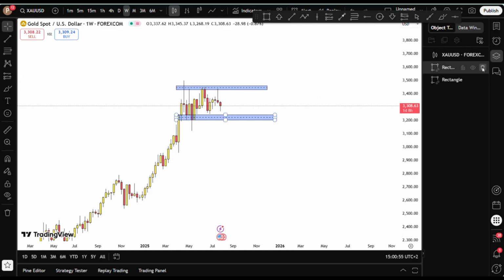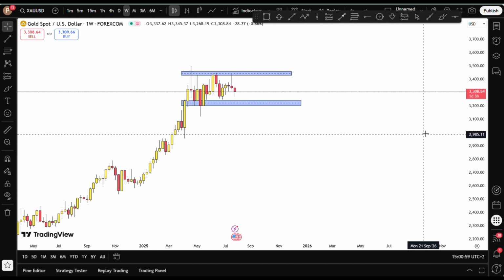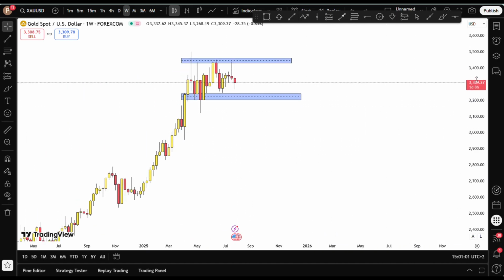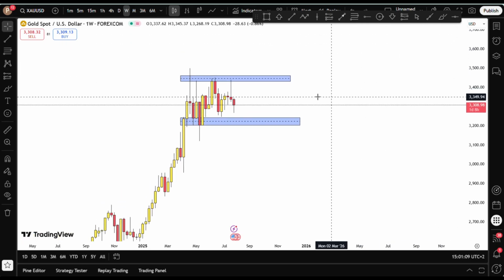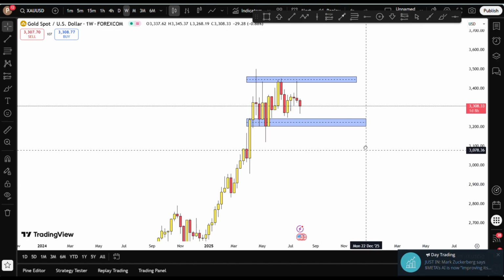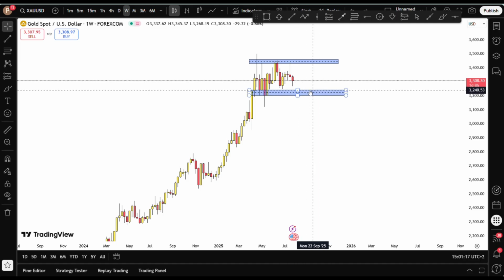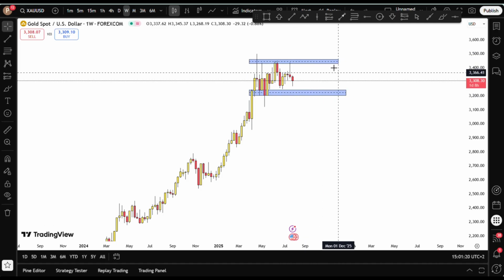So let's keep it moving. We are currently moving in sideways price action, or consolidating, on the weekly time frame. Meaning gold is very stagnant, does not want to move, does not want to give us a clear direction for now. So it's going to break one of these levels, this level or that one.